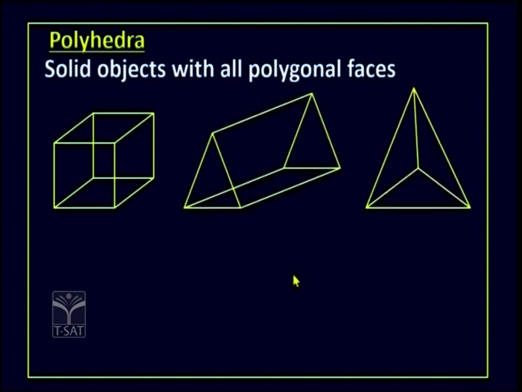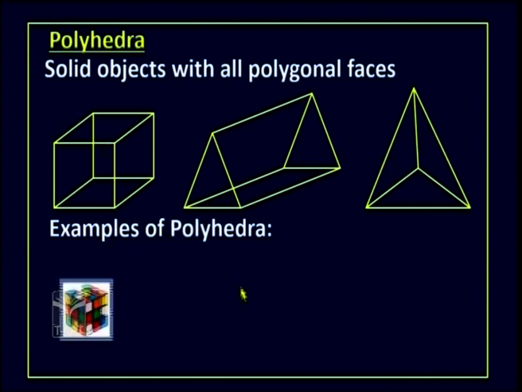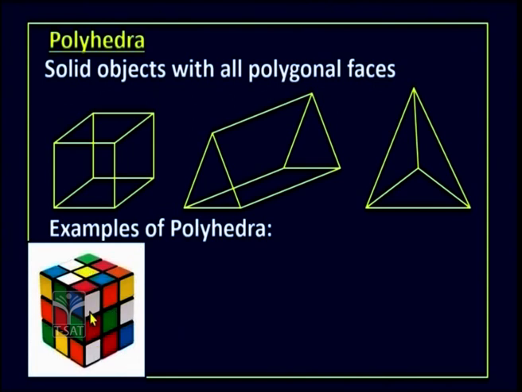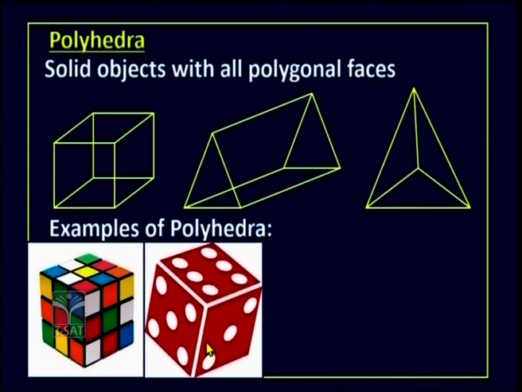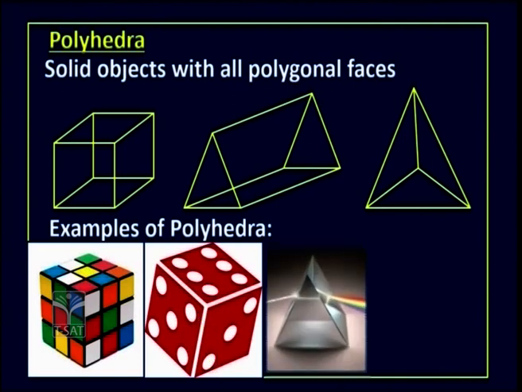Children, I am taking here examples: cube, prism and pyramid. See, children, this is a cube, this is a prism, this is a pyramid. All these have only polygonal faces. We do not have any curved faces here, children; we have only polygonal faces. So, let us understand the examples. Have you ever seen a Rubik's cube, children? Yes, it is a polyhedra. Dice, yes, it is also a polyhedra.